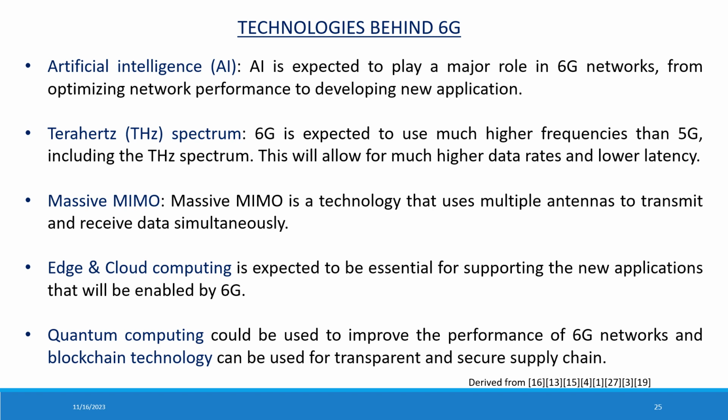Then the massive MIMO, that is multiple input and multiple output, that uses multiple antennas to transmit and receive data simultaneously. And to support the new applications enabled by 6G, edge computing and cloud computing are used. And to improve the performance of 6G networks, quantum computing could be used, and blockchain technology can be used for transparent and secure supply chains.